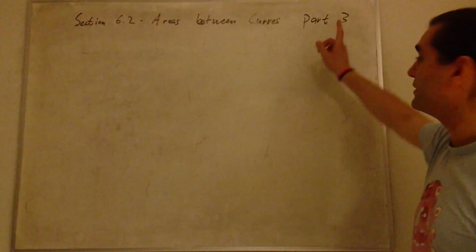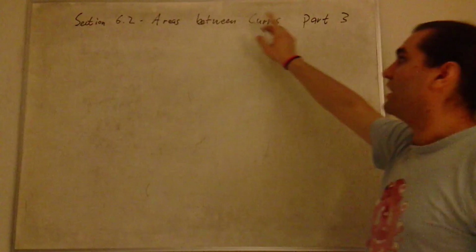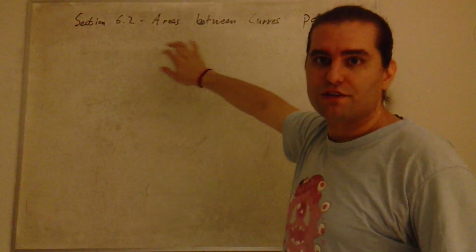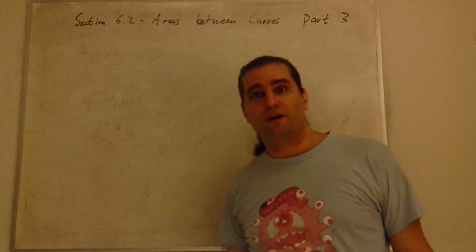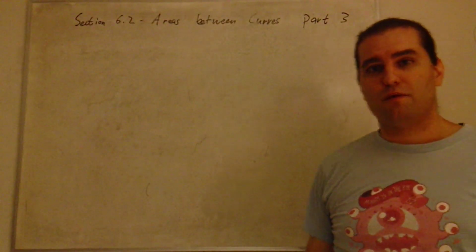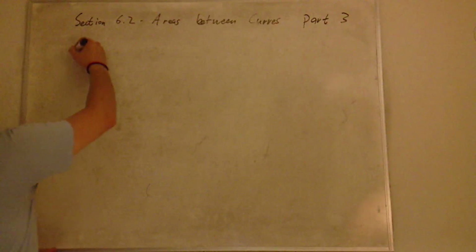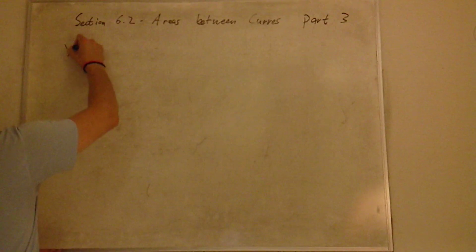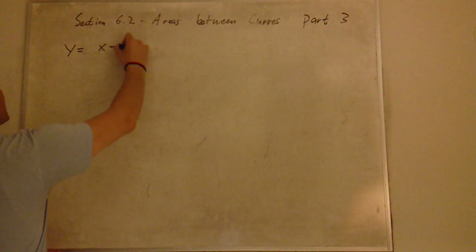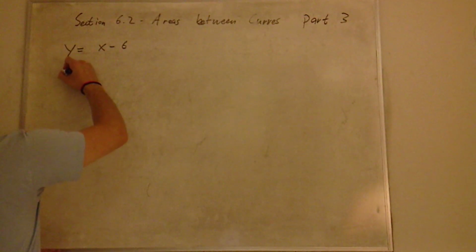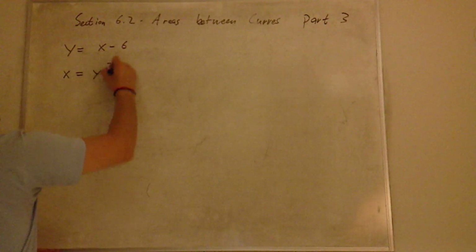This is part 3 of our video series on areas between curves, section 6.2. This is where the really cool stuff happens, so pay close attention to this. We're going to throw ourselves directly into another example and see what happens. I want to do y equals x minus 6, and the other function I want to look at is x equals y squared.